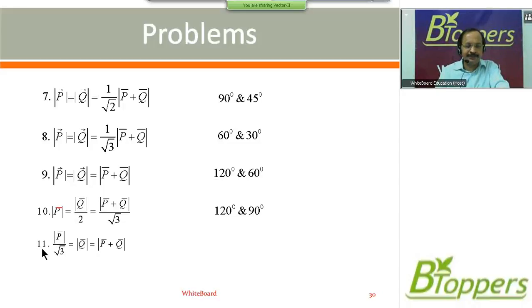Next, look at the question number 11. Magnitude of P bar by root 3 equal to magnitude of Q bar is equal to magnitude of the resultant of P bar and Q bar. You can take a pause and try this problem yourself.